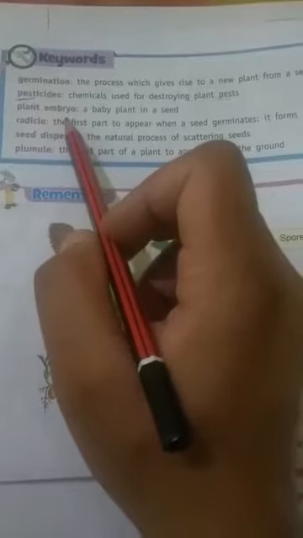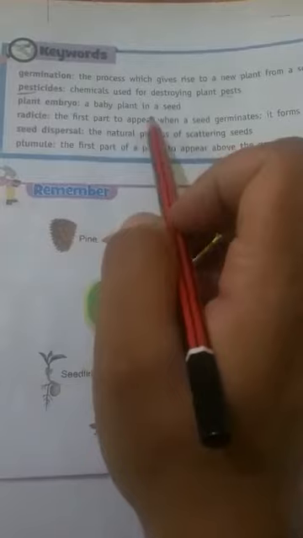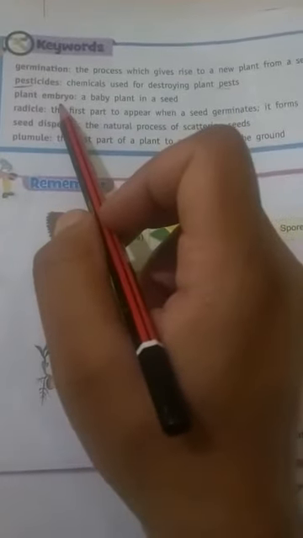Next is plant embryo. Plant embryo means a baby plant. Embryo means a baby plant in a seed. That is known as plant embryo.